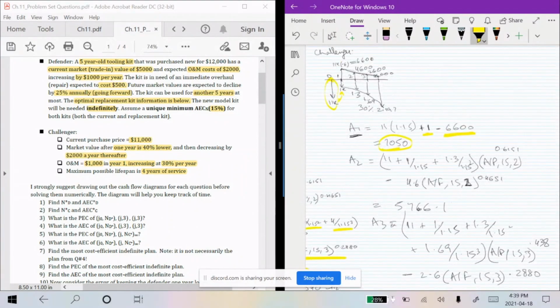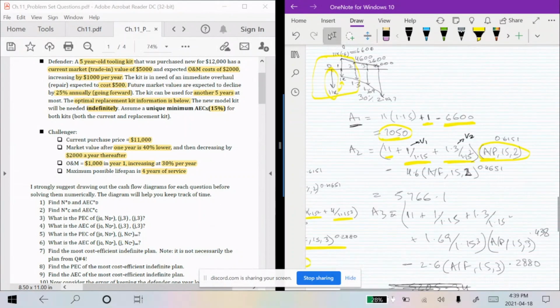So for A2, we need this, right? You've got the 11K, and like I said, I'm taking the operating charge 1 and dividing it by 1.15 to get it back to V0, and dividing this 1.3 by 1.15 squared to get it back to V0, because this 1.3 is V2 and this 1 is V1. We need to take all these back to V0, right? So that's what I'm doing here, and then I'm annualizing it over the 2 periods.